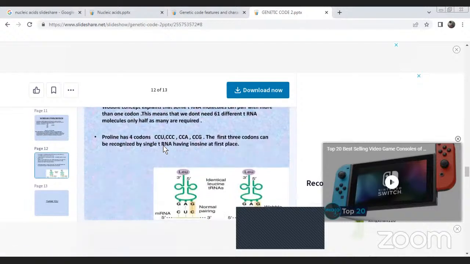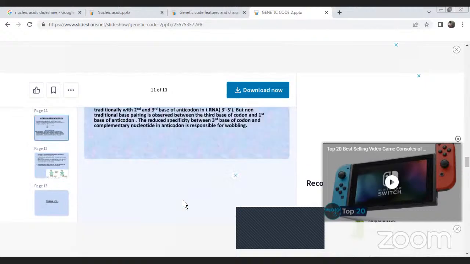Proline also has four codons: CCU, CCC, CCA, CCG. The first three codons are recognized by a single tRNA having inosine in the first position. These are the genetic codons.